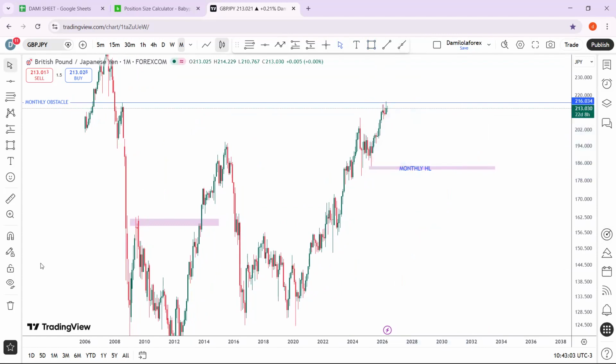Okay, so because this is a monthly obstacle level, price could rally around monthly obstacle levels for a long time because this is a monthly obstacle. It could rally around before even dumping down. So that probability is there, so we are fully aware about that. And it's also possible for price to break before pulling back and continuing the direction of the trend.